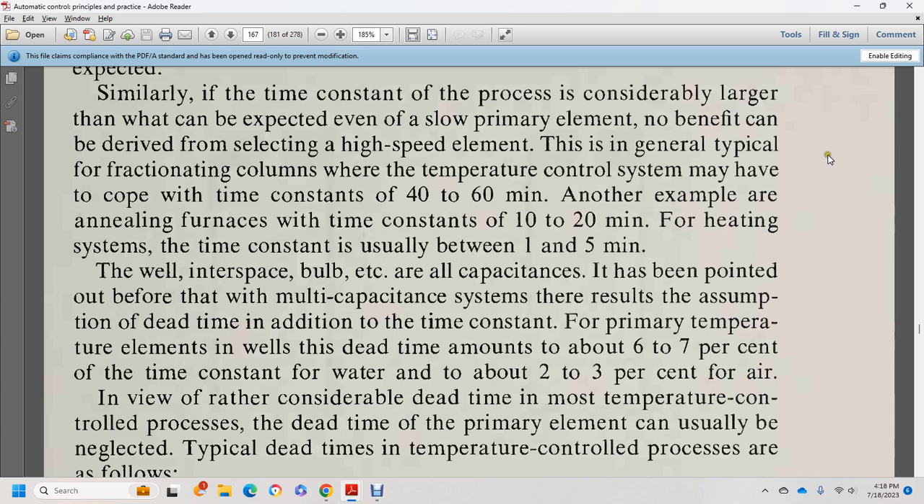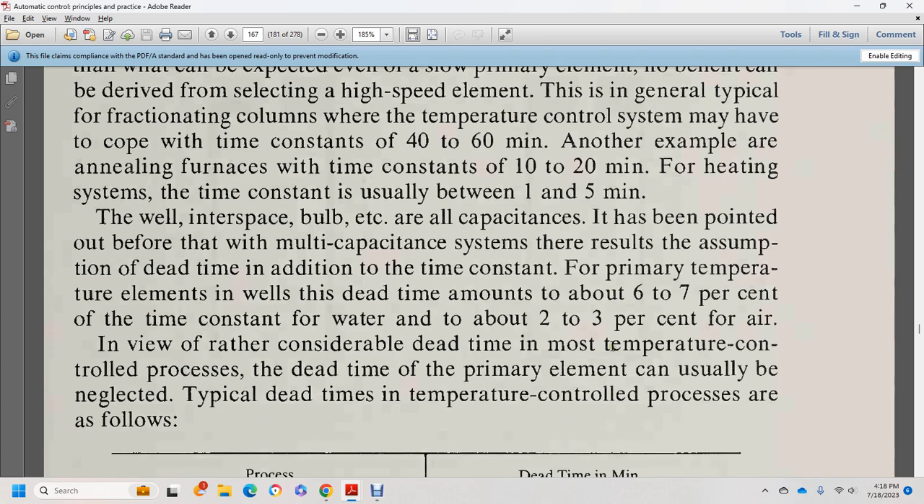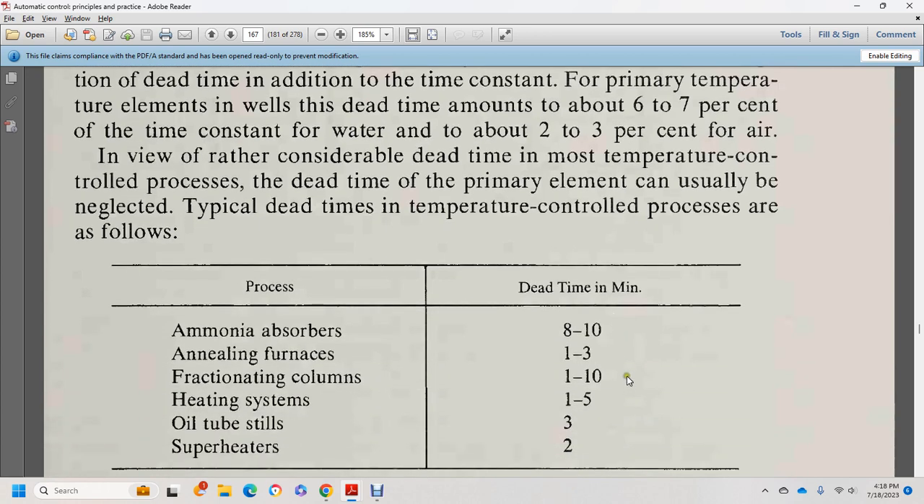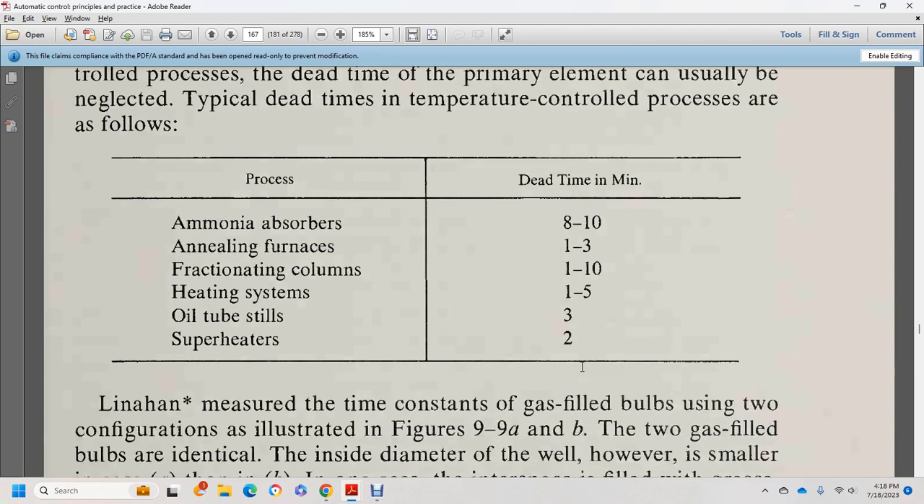Where there is considerable dead time, most temperature control processes can use the primary element to negotiate with the dead time. Typical dead time of temperature control processes is as follows: ammonia absorbers, 8 to 10 annealing; fractional columns, 1 to 3; heating systems, 1 to 10; oil tubes, 1 to 5; seal 3 and superheaters 2.